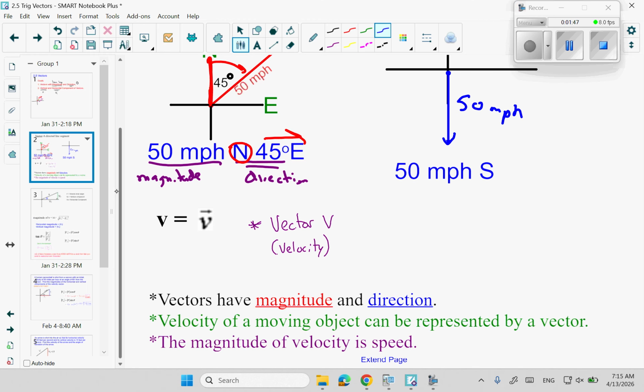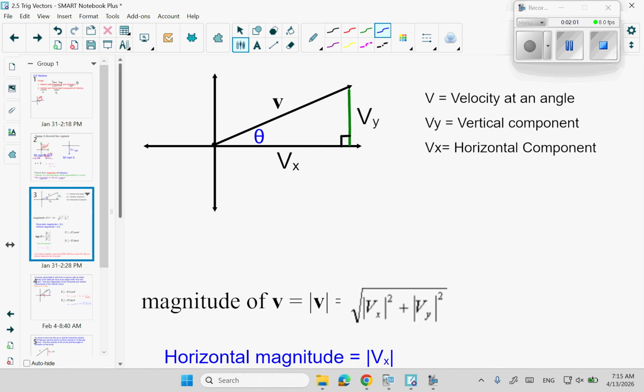So vector v, right there, is usually a velocity idea, so velocity meaning speed. Magnitude is speed. So we get this angle, and like I said, we get the y and the x components, x being the horizontal and y being the vertical component.